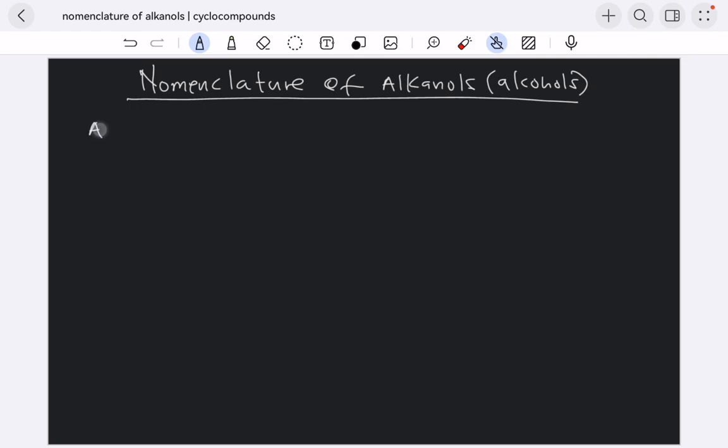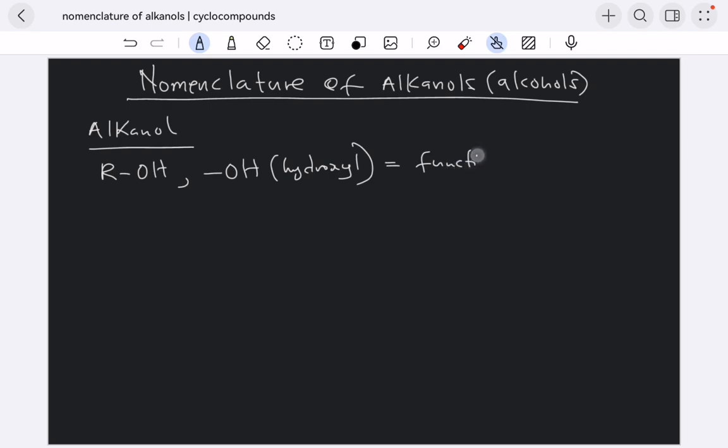So, what are alcohols, or what characterizes alcohols? Alcohols are characterized by this, where the OH, known as the hydroxyl, represents what we call a functional group. So all the alcohols should have the hydroxyl.